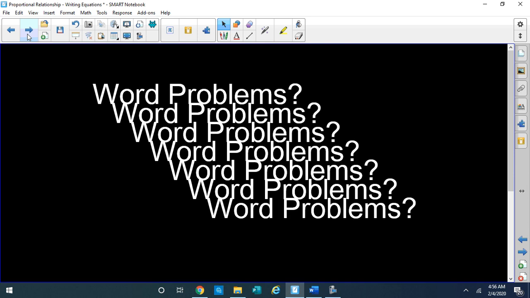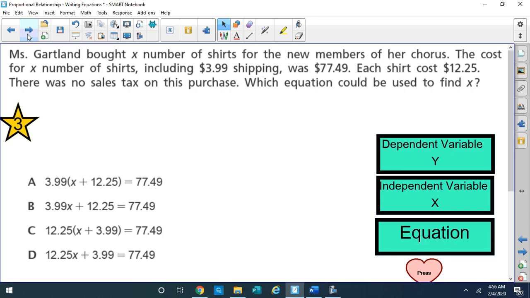So let's talk word problems just for a quick second. So here's a word problem. Miss Gartland bought X number of shirts. Nice that they told us X. So X is the independent variable. Shirts for the new members of her chorus. The cost of the number of shirts, including $3.99 shipping, was $77.49. So we've never dealt with shipping cost in this. So this is a little bit different.